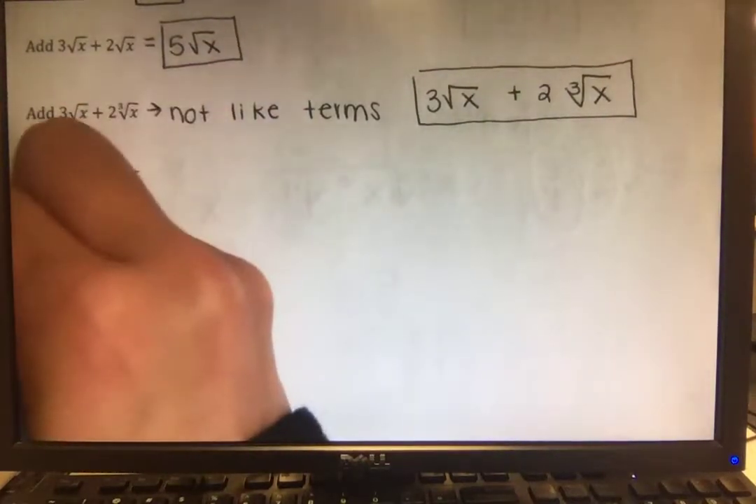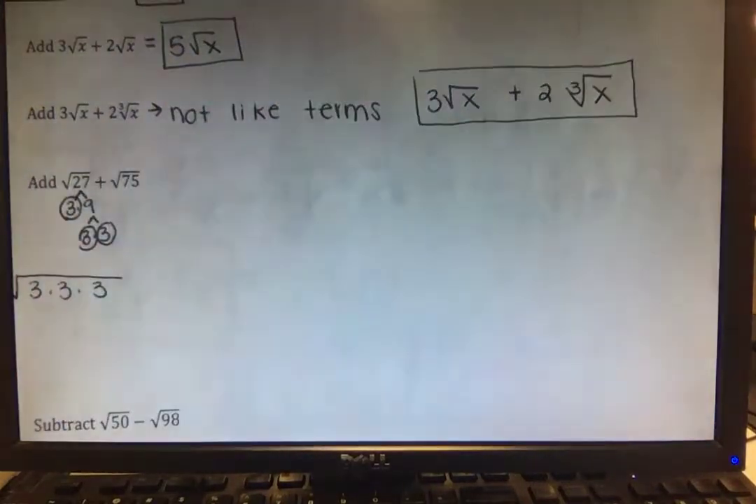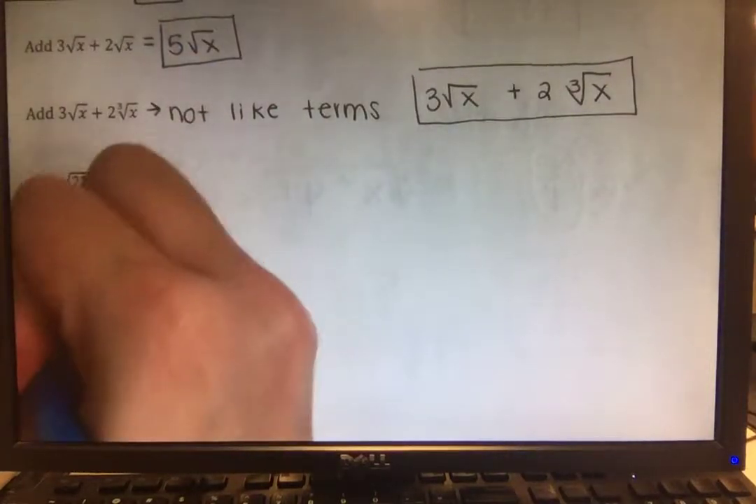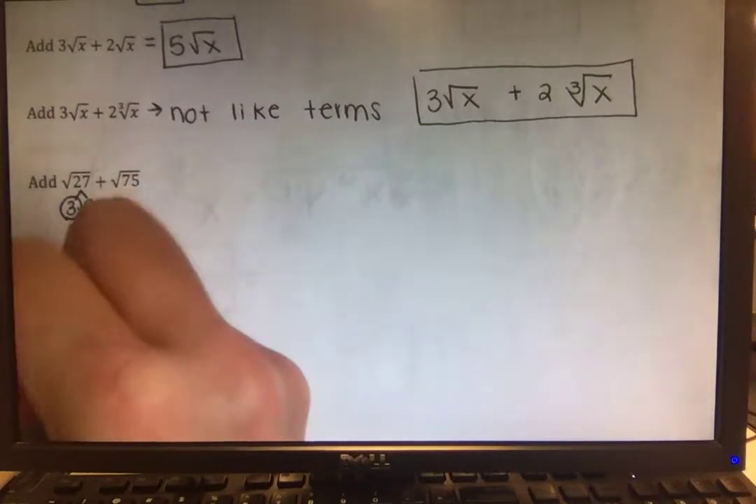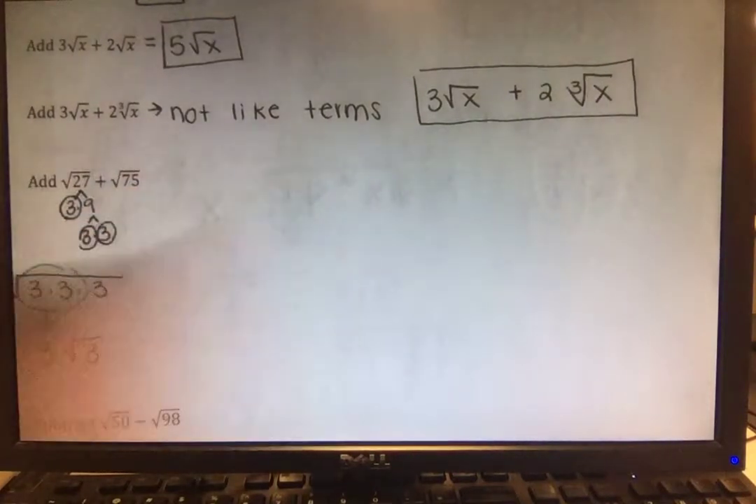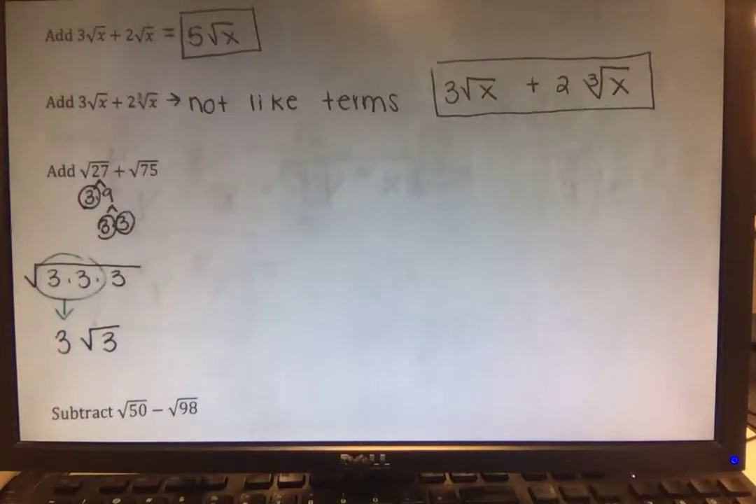So underneath the radical, we have 3 times 3 times 3. It's the square root, so we're looking for 2 of a kind. So these two 3's are coming out of the radical as just 3, and that one 3 is staying underneath. So we simplified the square root of 27 into 3 square roots of 3.